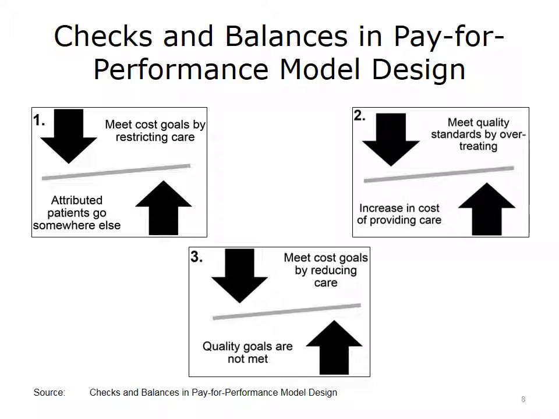Similarly, in image 2, it is possible that an ACO could meet the quality standards by overtreating and spending huge amounts of money. However, the payment model has cost measures in place that discourage providers from overtreating or using expensive treatments that don't improve health. Finally, in image 3, it is possible that the ACO could try to meet cost goals by reducing care. There is another check and balance here because the quality goals of the model encourage comprehensive care. These goals for providing care exist to assure that providers deliver care that promotes quality outcomes.